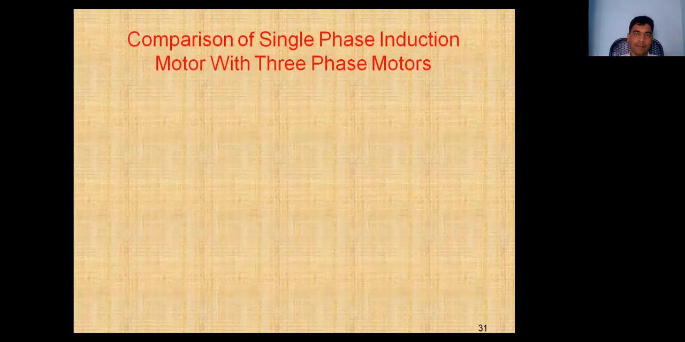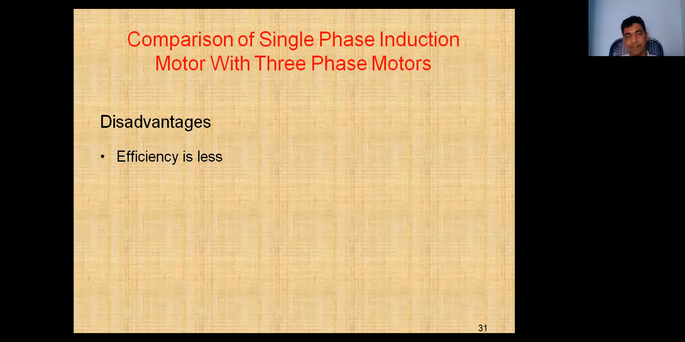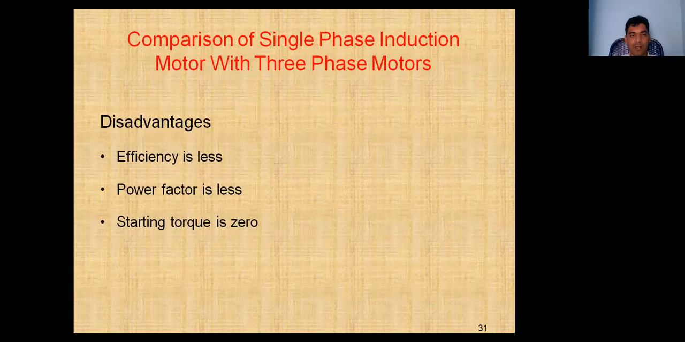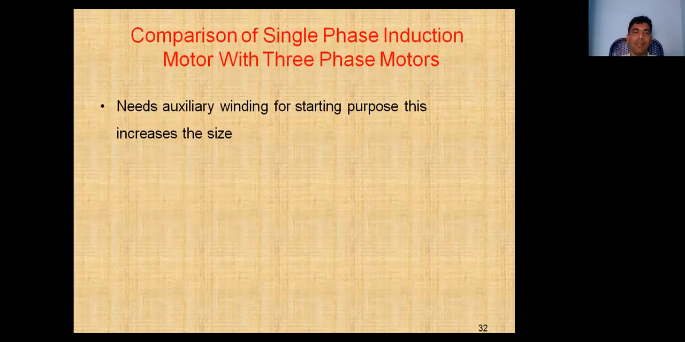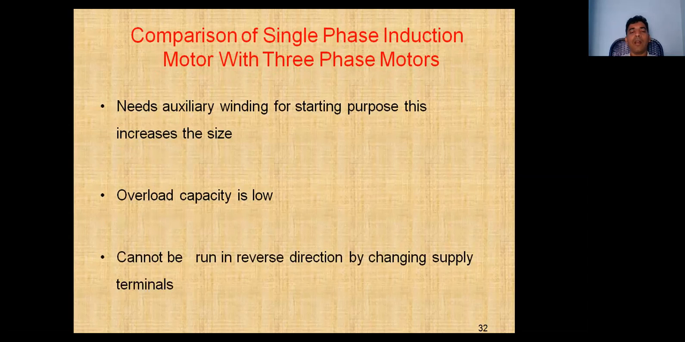Coming to the comparison of single phase induction motor with three phase motors. Compared to the three phase motor, it has the disadvantages that efficiency is very low, power factor is also very low, and starting torque is zero. It is not a self-starting motor, that's why starting torque is zero. It needs an auxiliary winding for starting purpose, which increases the size of the motor, and overload capacity is also low. It cannot be run in the reverse direction by changing the supply terminals. You can reverse it by changing either the auxiliary winding or the main winding only.